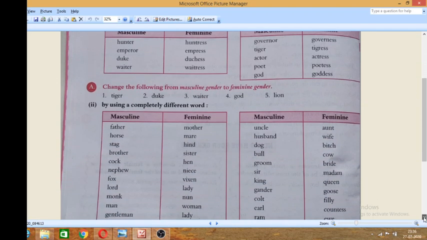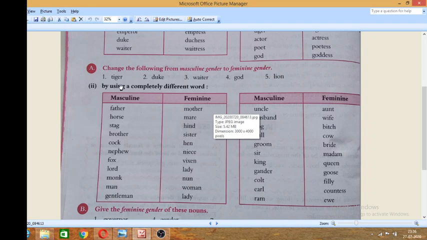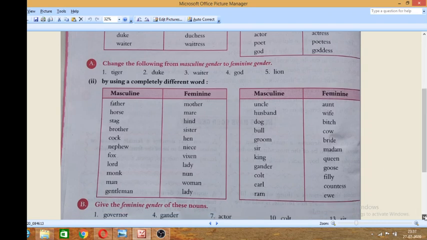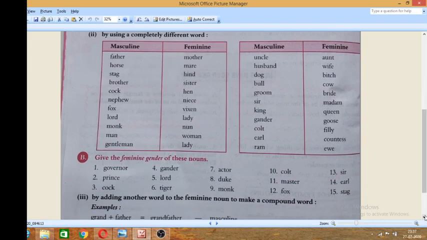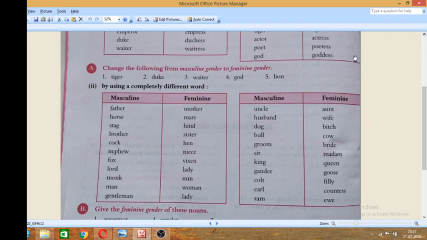Next, change the following from masculine gender to feminine gender. This is the exercise. You have to complete this exercise today. Tiger, it will be tigress, and the next are duke, waiter. You can do this exercise easily. Please use your notebook for this, because this space is not enough.